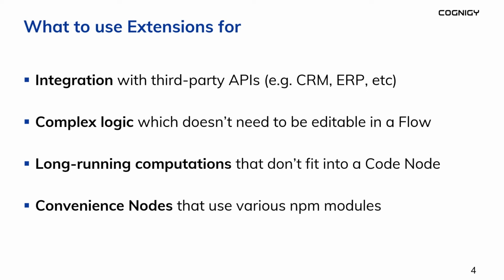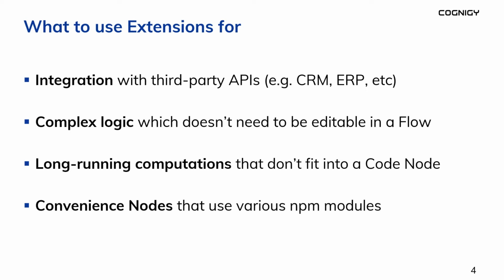And last but not least, you could build convenience nodes that, for example, use various NPM modules that are out there, crypto or some logging mechanisms, things that are not available in Cognigy out of the box and that you want to add to your flow editor.